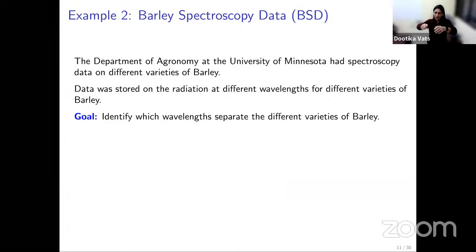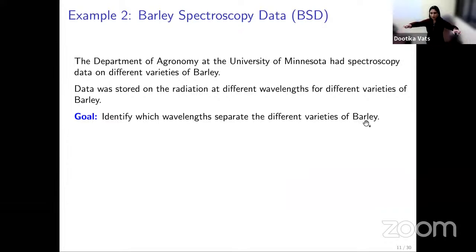So you take this machine, and you go over this piece of land which has some crop, maybe rice or wheat or something, and you just hover this machine over that small piece of land. Okay, what it does is it sends wavelengths back to the crop, and then measures its reflectance back. Okay, for different wavelengths. How much light, you can think of this as light, is reflected back when this machine puts light on the crop? And the goal was to identify which wavelengths separate the different varieties of barley.